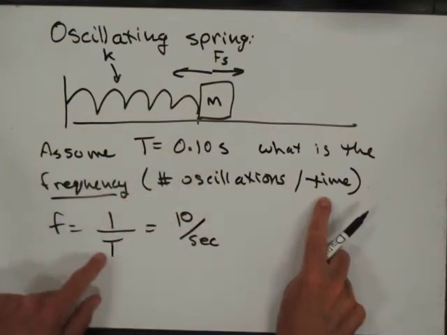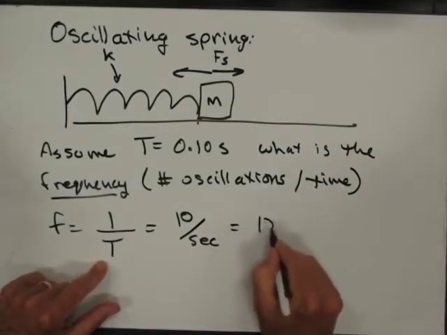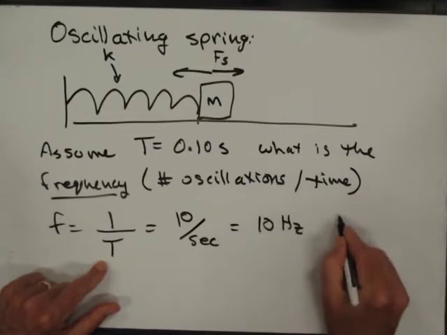And so the frequency is just 1 over the period. And so if you know the period, you can calculate the frequency. If you know the frequency, you can calculate the period. Right? Also, this is sometimes called 10 hertz.